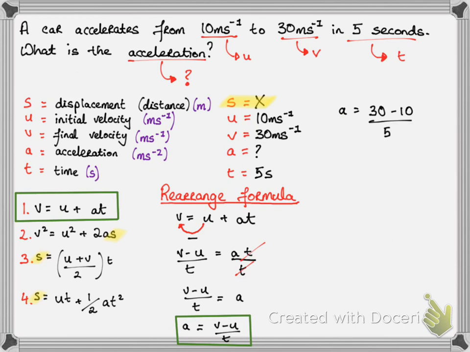Now we substitute in our values. So a is equal to (30 - 10)/5. And once we calculate that out, we find that the acceleration is 4 meters per second to the minus 2. Key skills when doing this: identify what you have and what you don't have, rearrange the formula, substitute in your values, and then don't forget your unit.